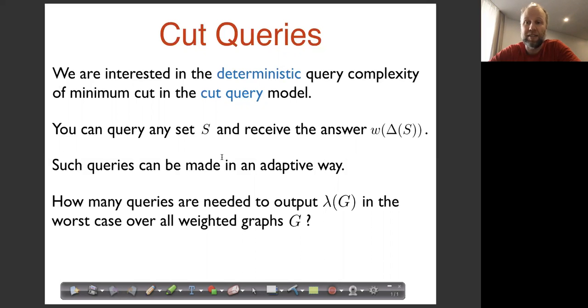Okay, and the question is, how many queries do you need in the worst case, over all weighted graphs? And that's what we're interested in. That's the deterministic cut query complexity of the minimum cut problem.